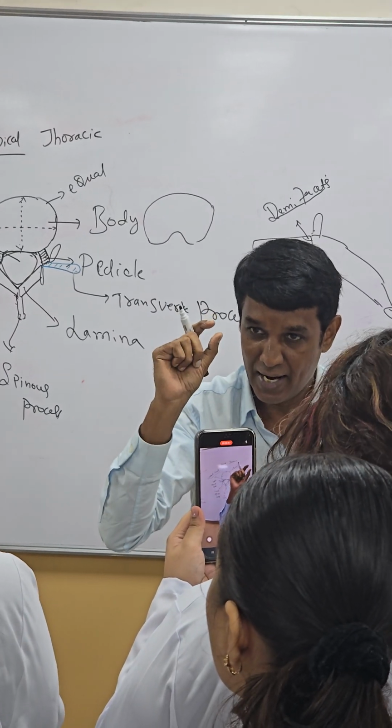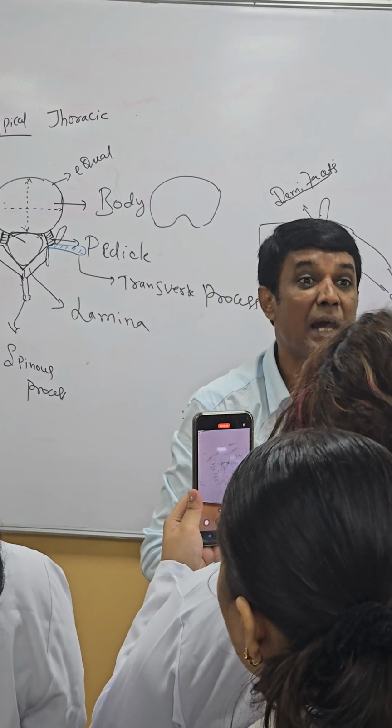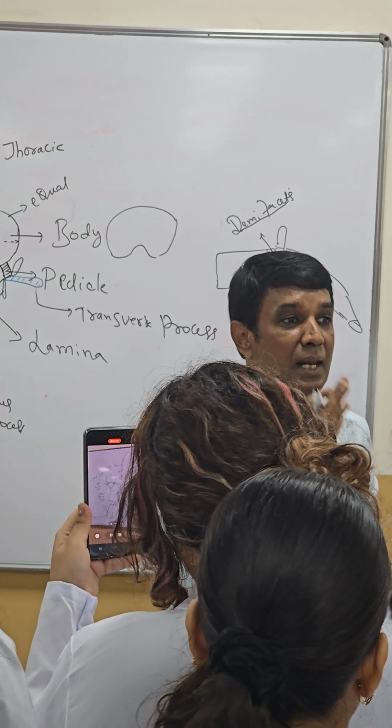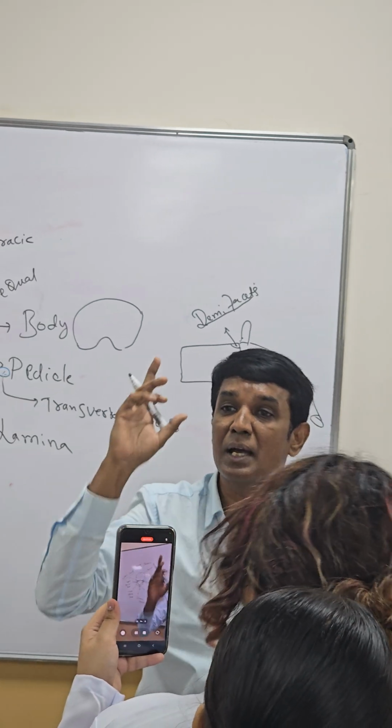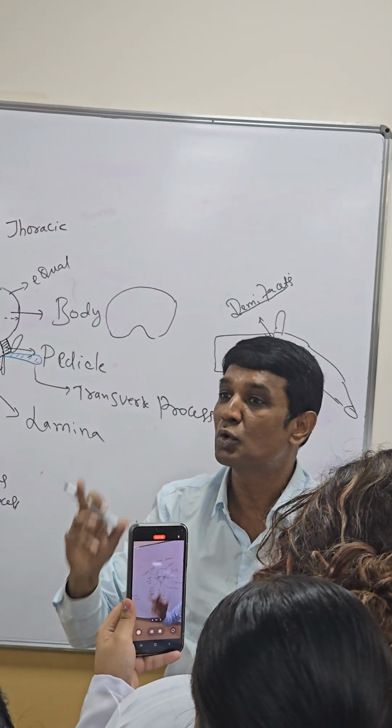And for the ribs, those who have not seen them: what are the head, neck, and tubercle? Identification is very important in the rib. Please take the typical rib and study those things. These are all the important practical points you have to learn today in the hall.